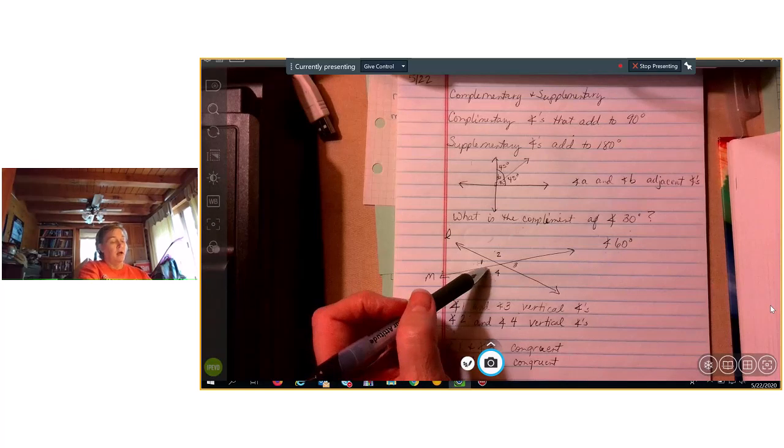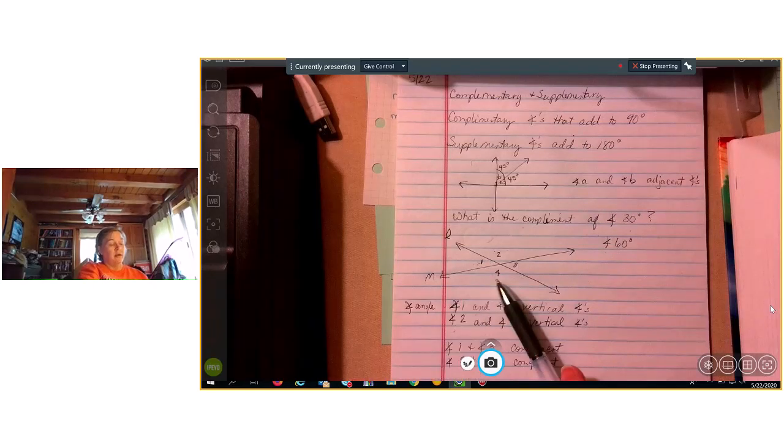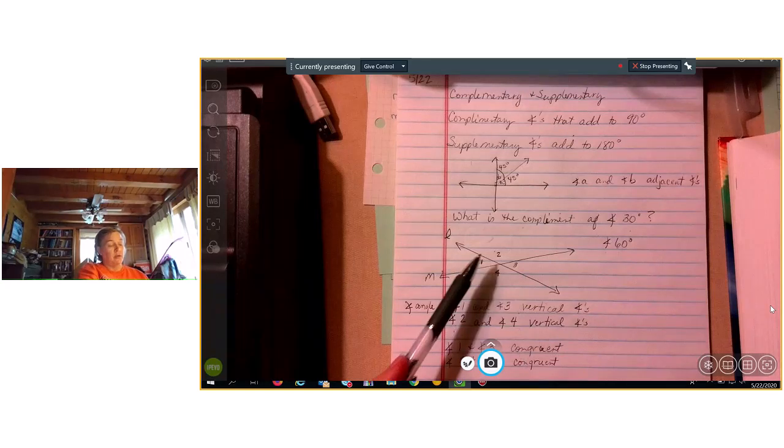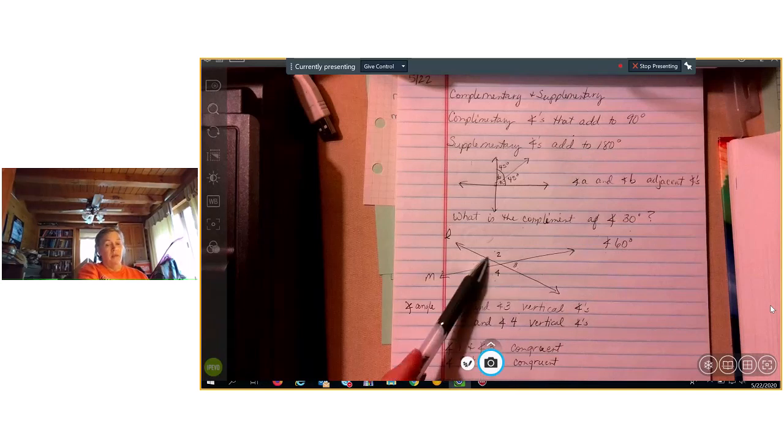So I have angles 1 and 4 that make up line L. I have angle 4 and 3 that make up line M. I have angle 2 and 3, which we talked about, that make up L, and 2 and 1 that make up M. So there are 4 sets of supplementary angles here on these two lines that are intersecting. So any questions?